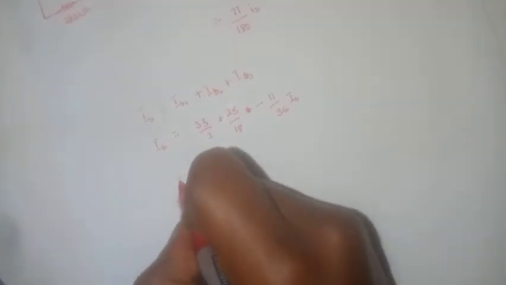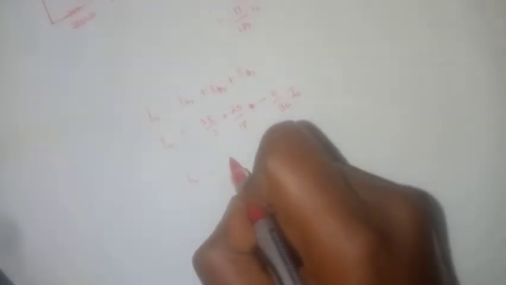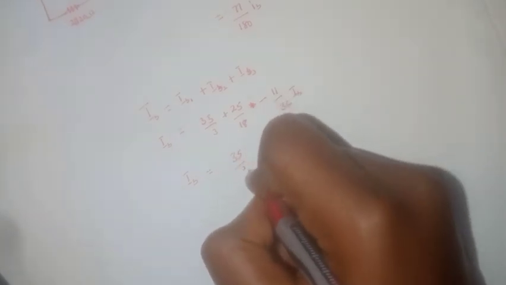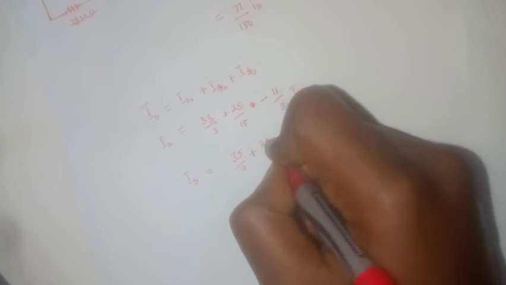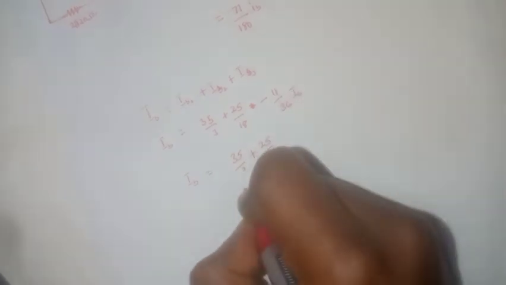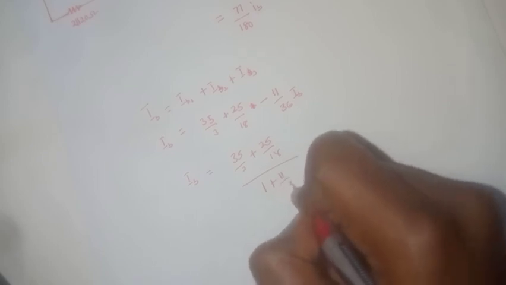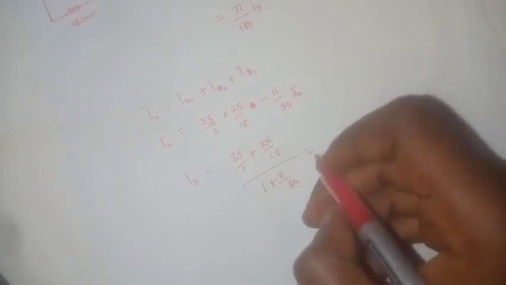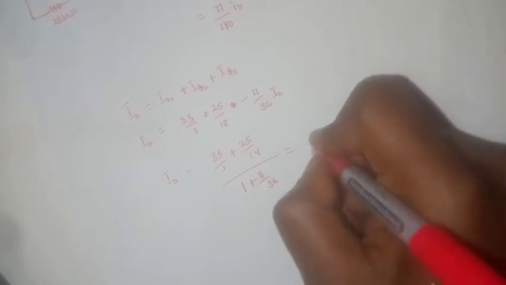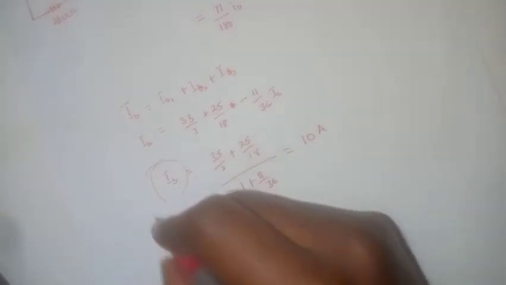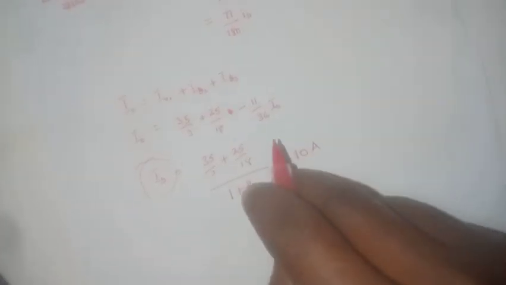With that, we would have it that IB is equal to 35 over 3 plus 25 over 18, all over 1 plus 11 over 36. If you use your calculator, you should arrive at your answer as 10 amperes. So we know that the value of IB is 10 amperes.